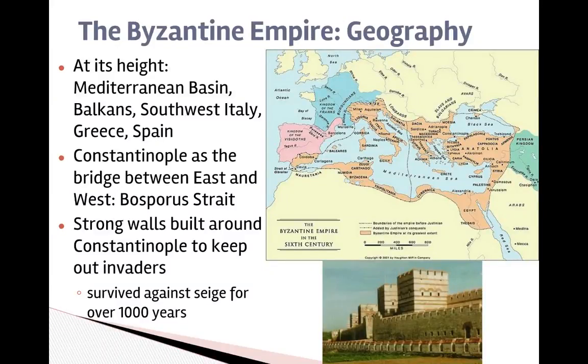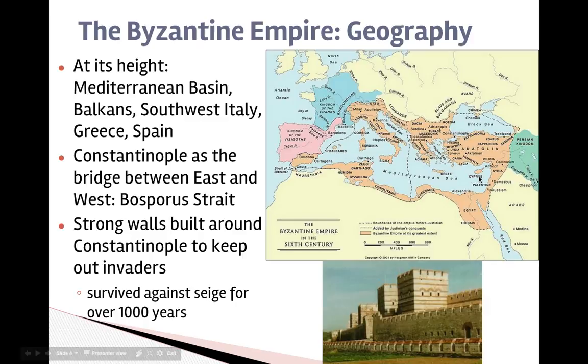So let's talk about the Byzantine Empire. You can see a little bit closer here now where the Bosporus Strait is. So again, just notice this is the connector between East and West, right? Because it's this great water connection between the Black and the Mediterranean Sea. You can see here also that this shows us the Byzantine Empire at its absolute height.